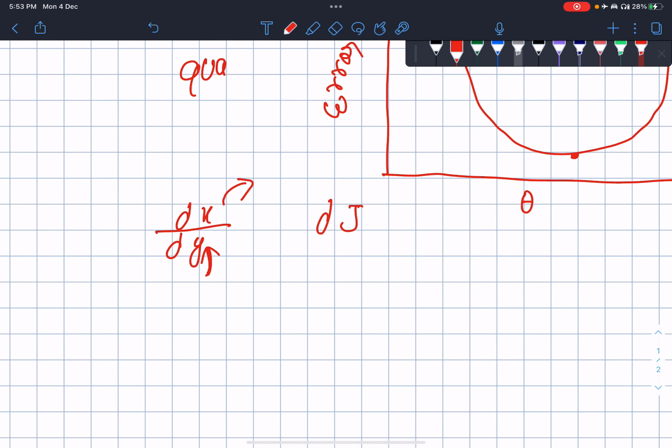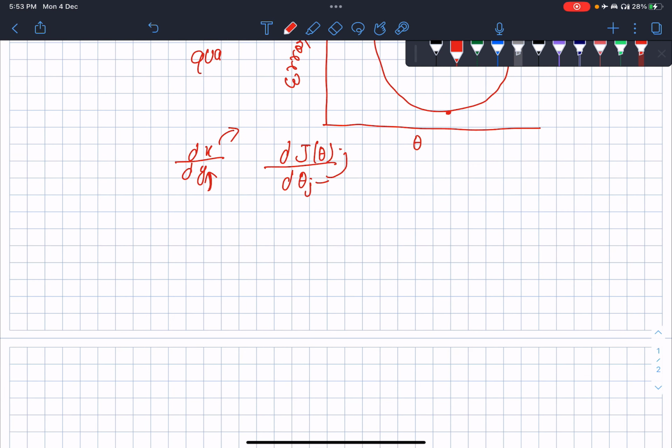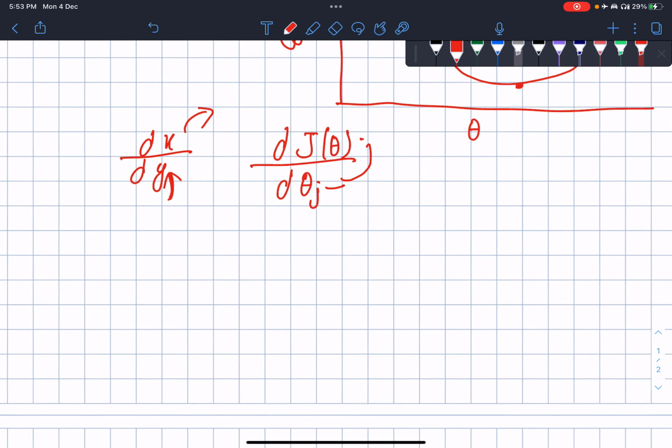So you're going to take the derivative of J of theta with respect to theta j. Here j is the iteration number, or the position. This tells us how much J of theta changes when theta changes. So this is the thing we are going to use.